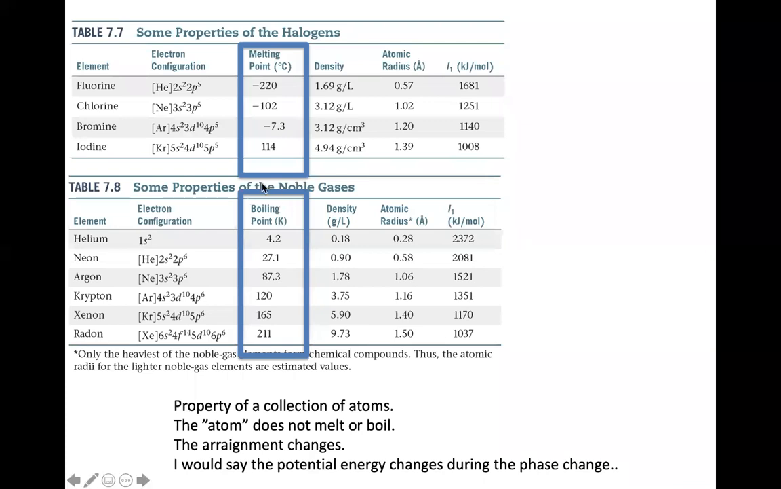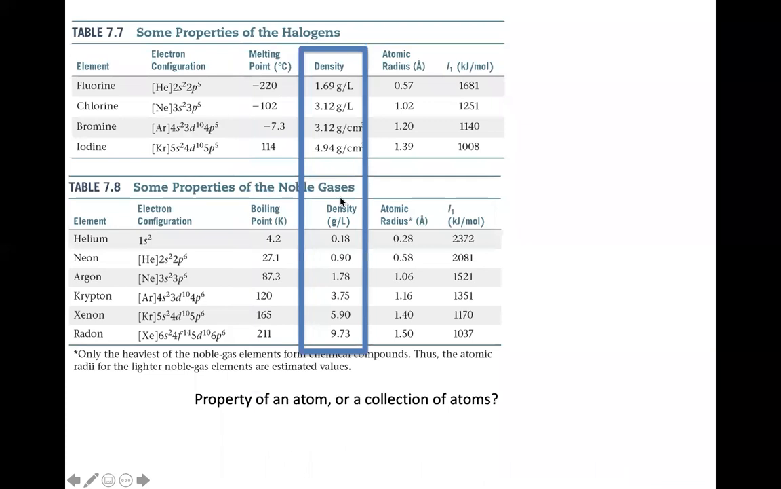Now, one thing that we have within here, I sort of skipped past it, is the density. Do you think the density, as it's reported here in chapter 7, corresponds to a property for a single atom or for a collection of atoms? When they're reporting the density right there, is that the density when we're talking about individual atoms or when we have a collection of them?